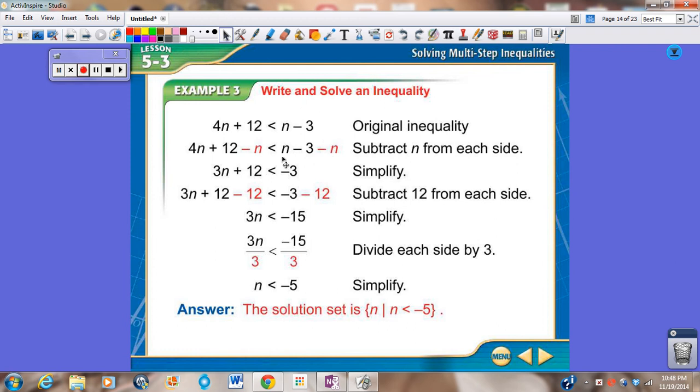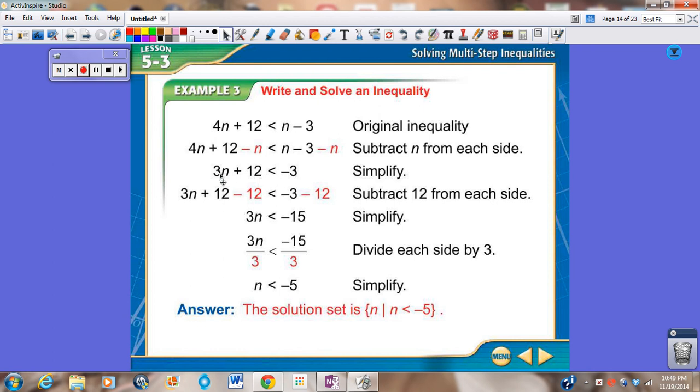We're going to move the n, so we're going to subtract n from both sides. When you do that, you get 3n plus 12. So all we did was combine 4n minus 1n, which gave me 3n. And then with n minus 3, we subtracted n from both sides, so there'll be no n's on the right-hand side. So you have 3n plus 12 is less than negative 3.